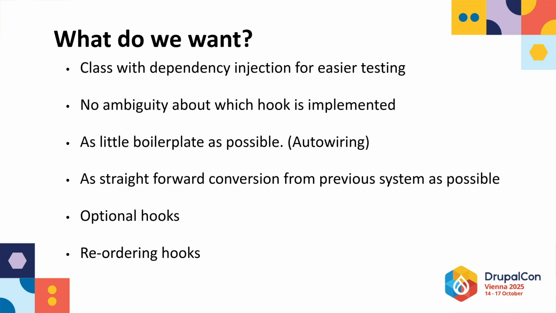Yeah, and what do we want from a hook? We want a class with dependency injection for easier testing. We want it to not be ambiguous. So we want as little boilerplate as possible, with auto-wired services, for example, and a straightforward update from the old hooks to the new system. And we want to still have all the options that we had before with optional hooks and reordering and all these complicated things.